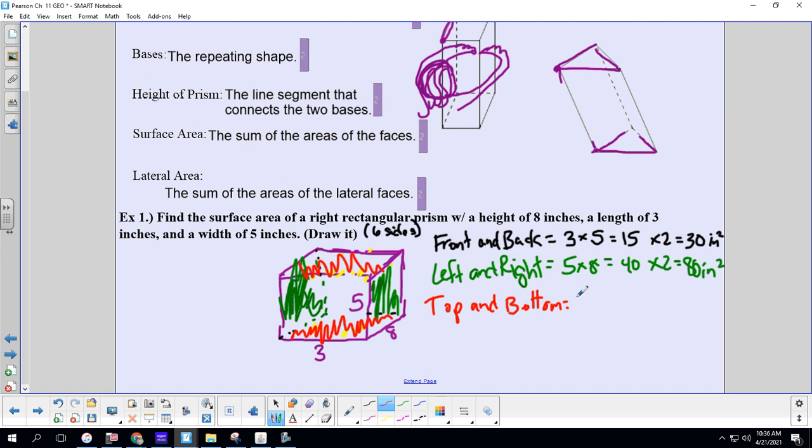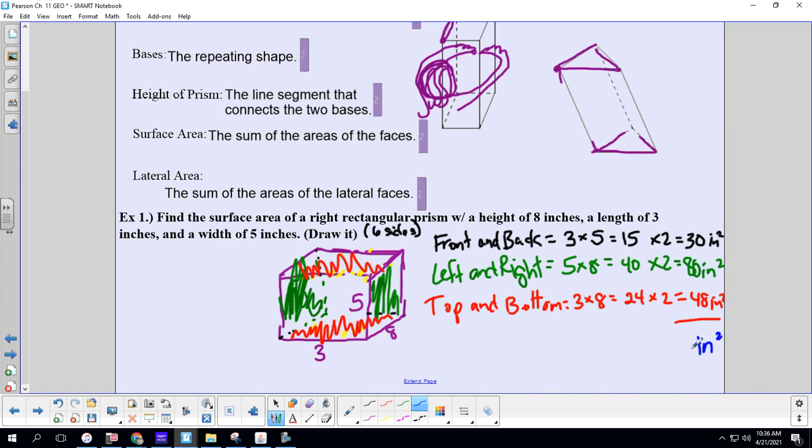So it's going to be 3 times 8, which is 24. And then double that because there's 2 of them, a top one and a bottom one. So it's 48. Oh, we're going no calculator on this. It's going to be phenomenal. So we're going to add those together. It's going to be in square inches.